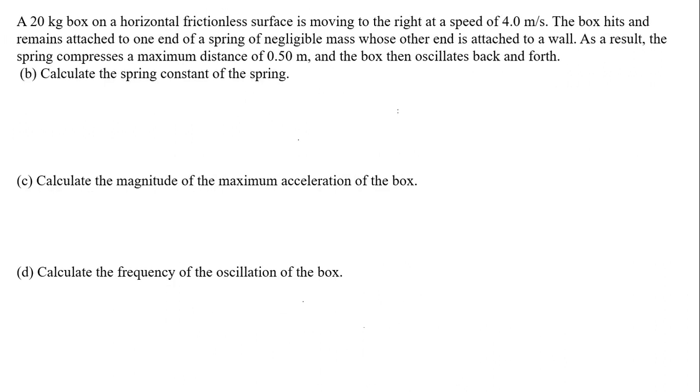Okay, so B, calculate the spring constant of the spring. So K initial equals final potential. So 1/2 mv squared equals 1/2 kx squared, right? So it's all spring. Yep. So what's going to happen here is you've got 160 joules. We already know that.